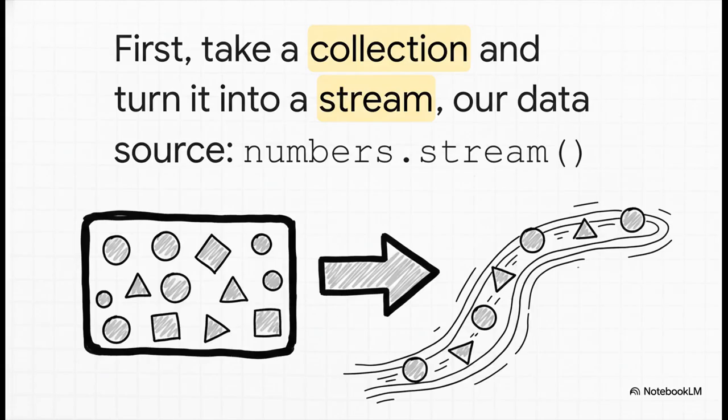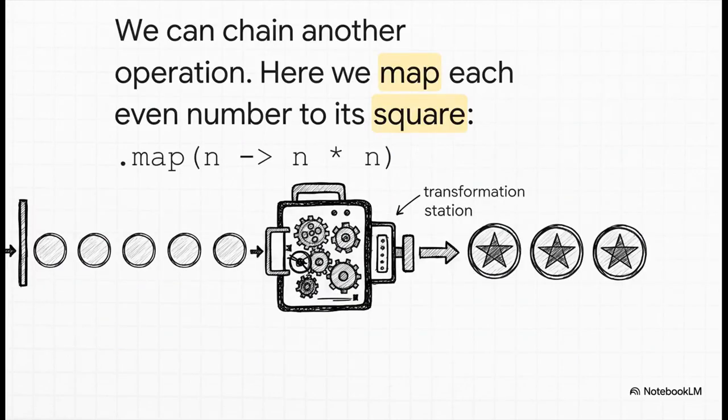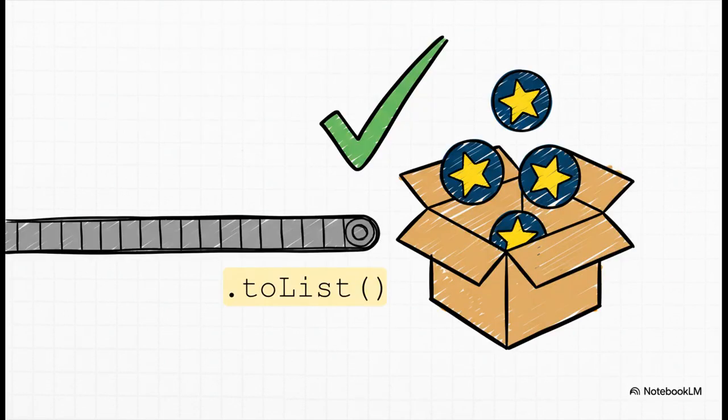Okay, let's walk through one. Step 1, you take your collection and turn it into a stream. That's your source. Next, you add a step. Here, we're using a predicate to filter out everything but the even numbers. And you can keep chaining them. Now we use a function to take each of those even numbers and square it. And here's the final step, the terminal operation. We collect it all into a list, and now everything runs.